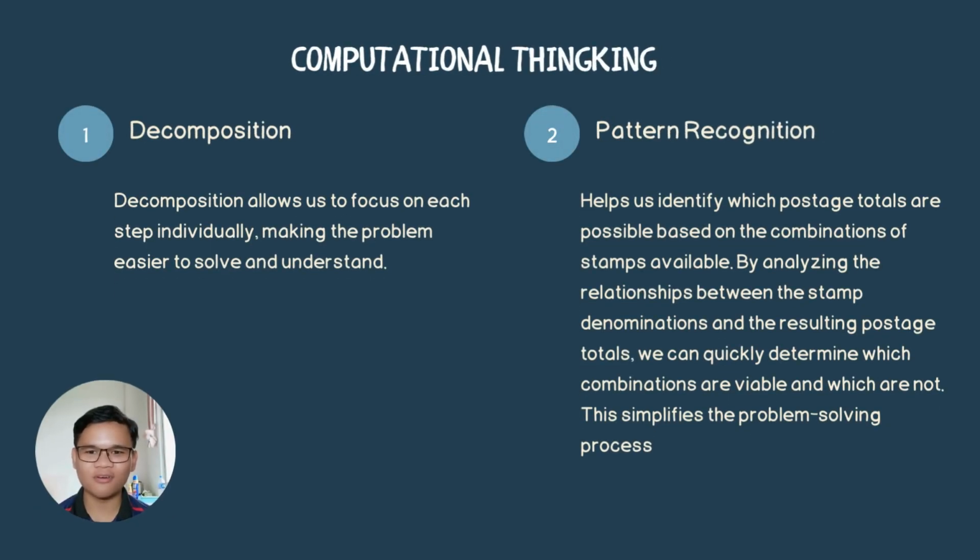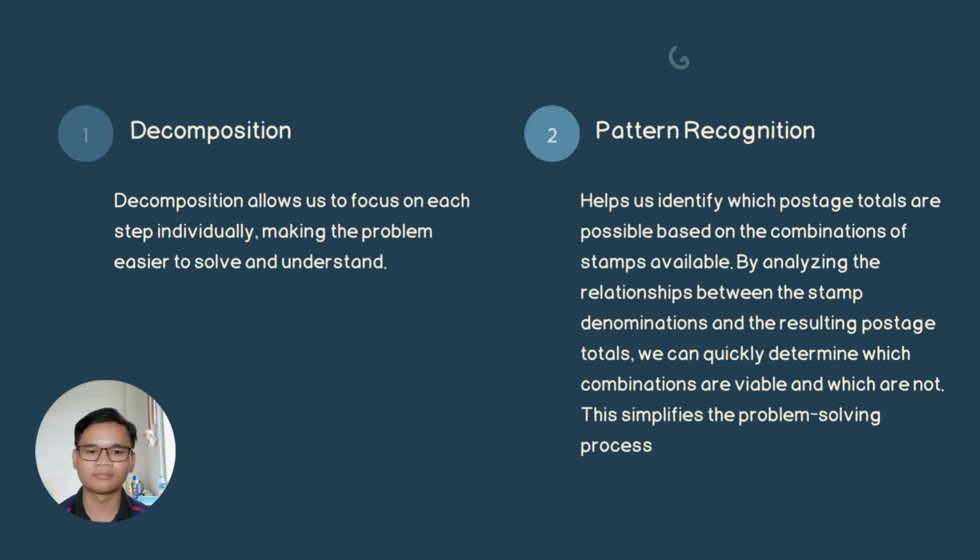Now, after we have solved that question, let's look at what CT skills we have used. First, we have decomposition, where we focus on each step individually to make the problem easier to solve and understand. Secondly, we have pattern recognition, where we identify which totals are possible based on the combination of stamps available. By analyzing the relationship of the stamps, we can quickly determine whether the combination is valid or not.